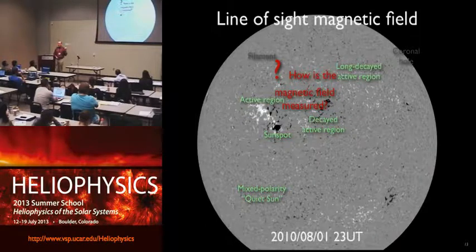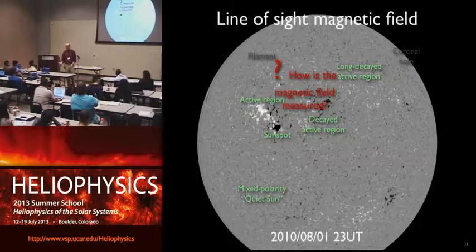How do we measure this magnetic field? With a magnetograph, but what does a magnetograph do? What does it measure in order to quantify the magnetic field? Yeah, the Zeeman effect. And polarization, and that's the key part.